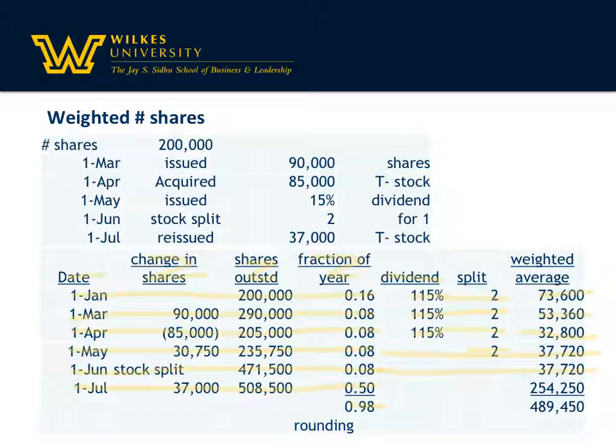In July, we reissued 37,000 shares of treasury stock. Those shares of treasury stock were not affected by the dividend or the split. They were shares that we just reissued. And so we just add them to the balance, and we end up with 508,500. And nothing happened for the second half of the year, so we multiply it by 50% of the year. That is a 254,250 as a weighted average. And the total weighted average for the year of number of shares is 489,450 shares.